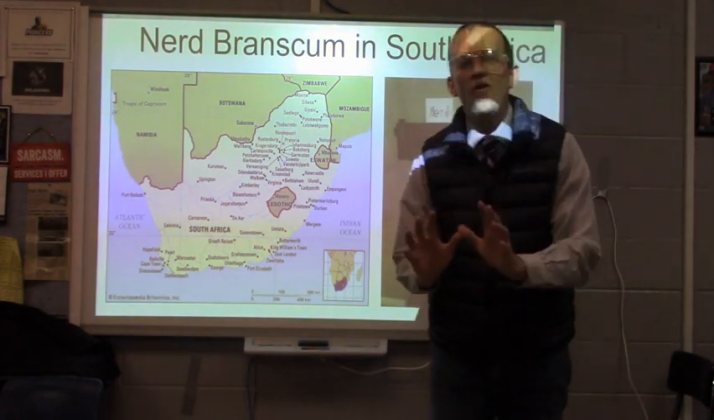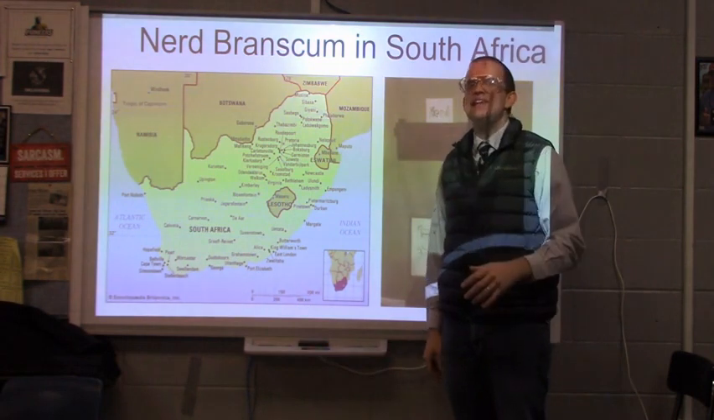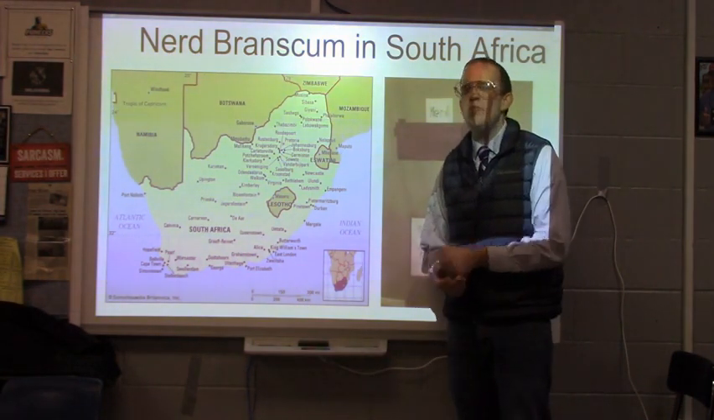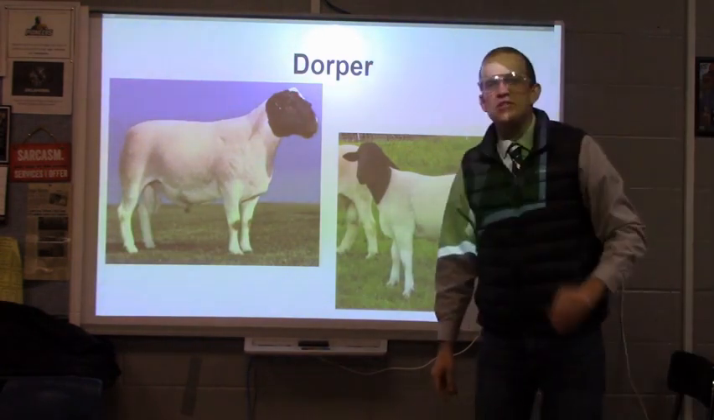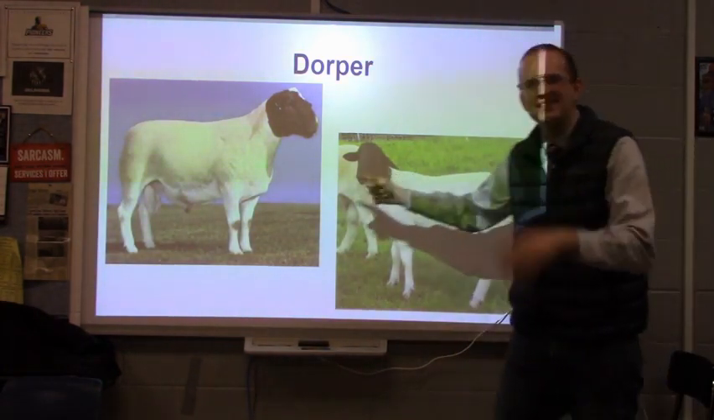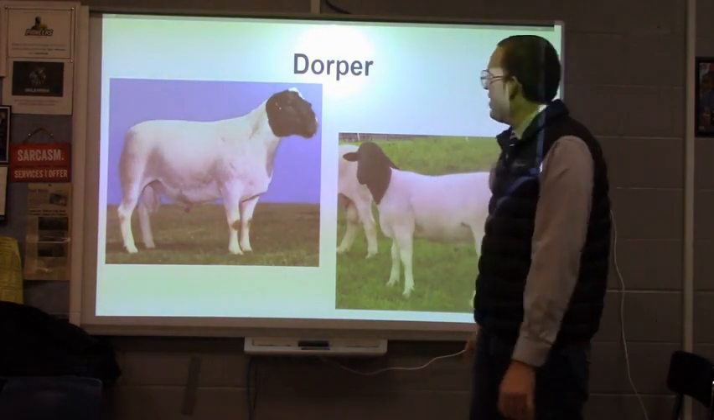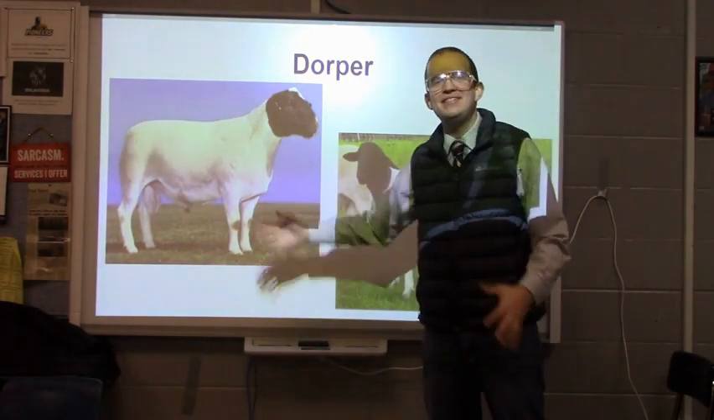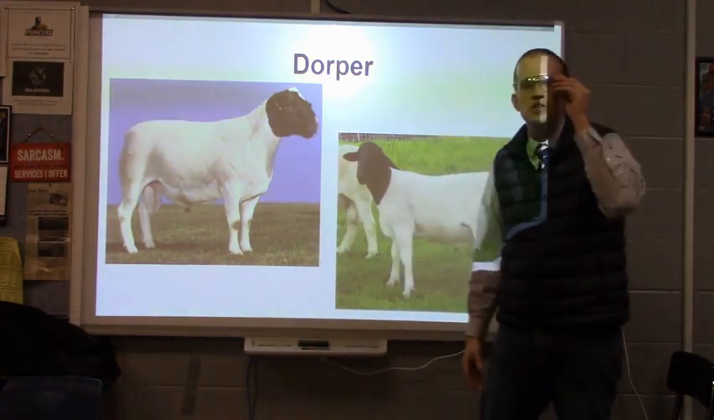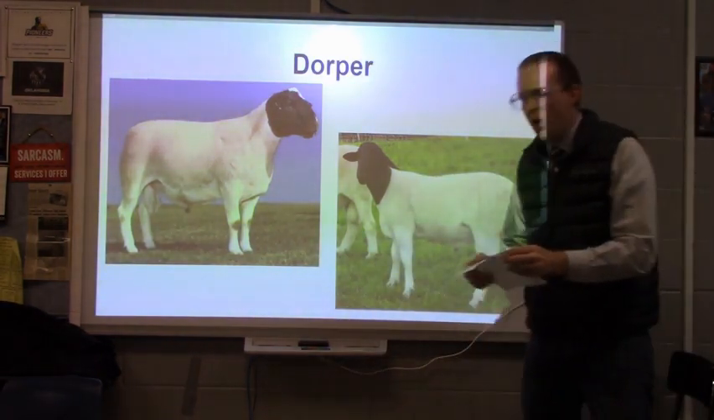I'm going to take you all the way down south to South Africa to talk about a breed that is becoming really popular in Oklahoma over the last decade. And that breed's called the Dorper. Some people are going to look at this and go, oh, Nerd Branscum, that's not a sheep, that's a goat. And they look a lot like a goat. They're actually called hair sheep. And so they don't have any wool at all. Instead, they have lots of hair. And this was developed down there in South Africa. Obviously, a little bit of a warmer climate.